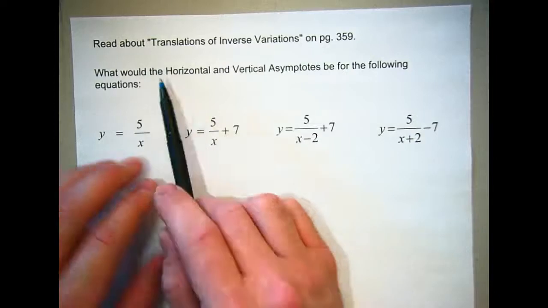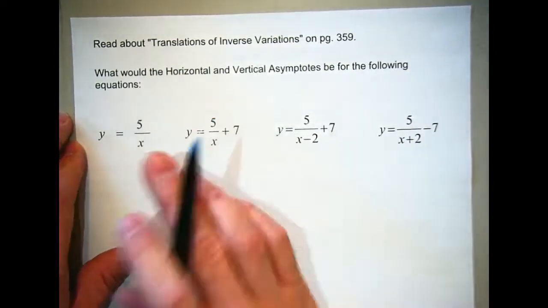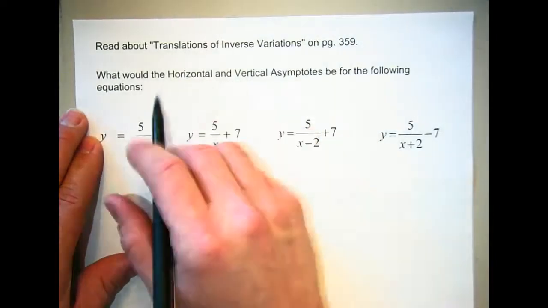Okay, what would horizontal and vertical asymptotes be for the following equations? Well, remember our horizontal asymptote is a line that we get infinitely close to.